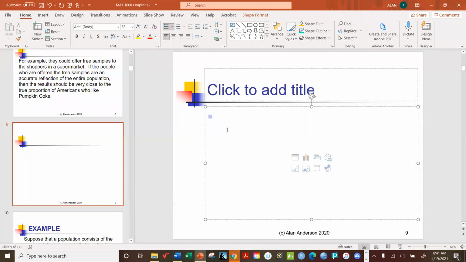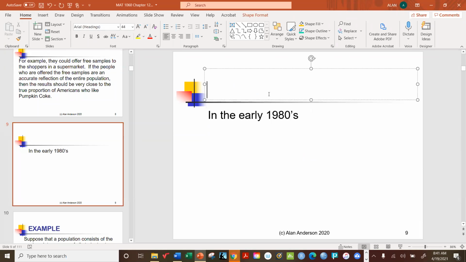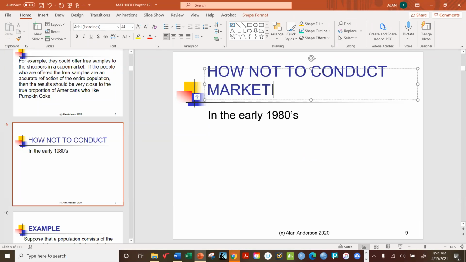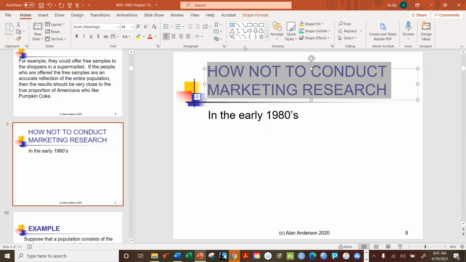Okay, so imagine the following scenario. This is a case where sampling was not done well, or at least the procedure wasn't done well in the early 80s. So this is how not to conduct marketing research. Okay, so here's a case study which shows you how not to go about doing this.